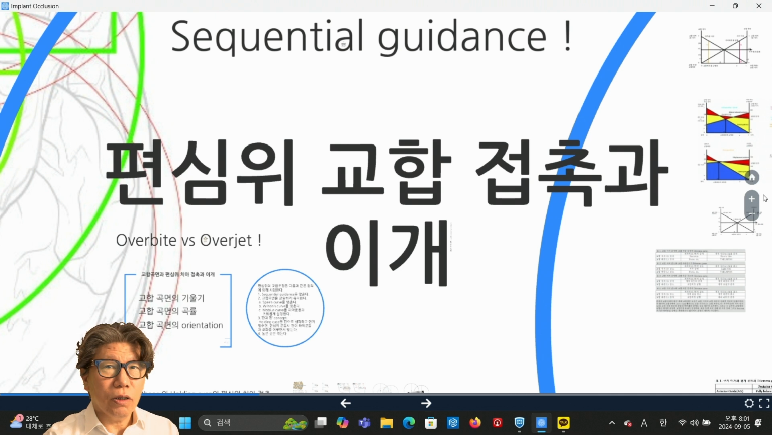Last time I gave a lecture on central occlusal contacts. Based on the holding cusp, the holding of the upper and lower teeth constitutes the maximum intercuspal position, and I discussed how that maximum intercuspal position performs mandibular holding. If the mandibular holding is disrupted, various occlusal disorder symptoms occur.